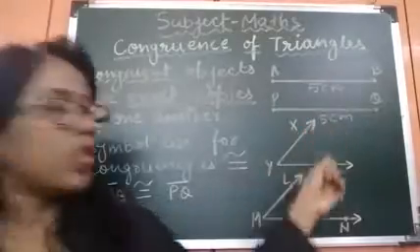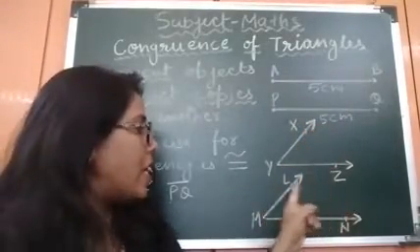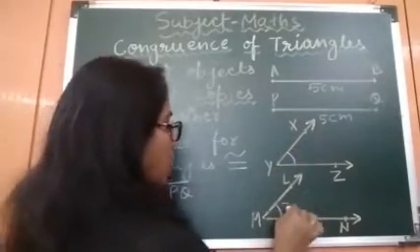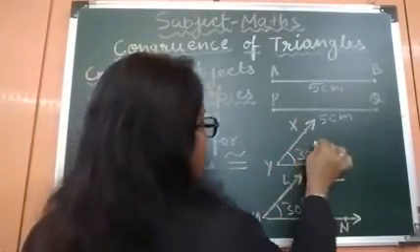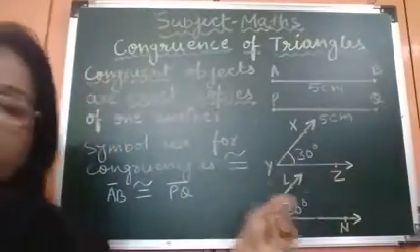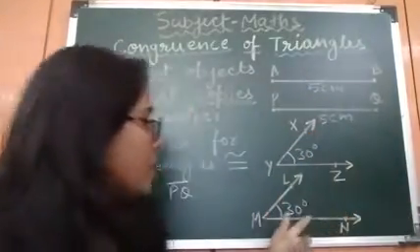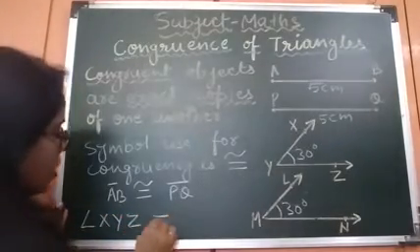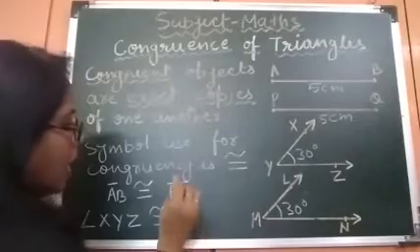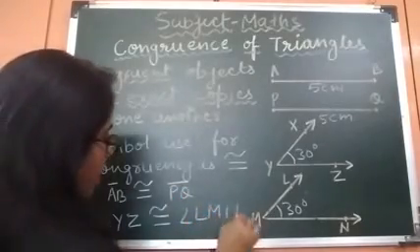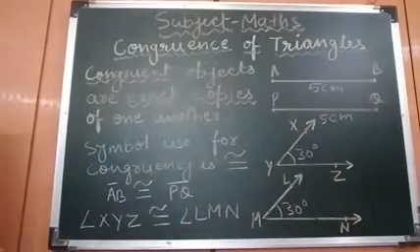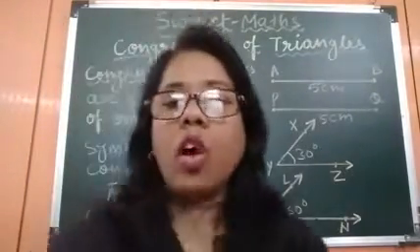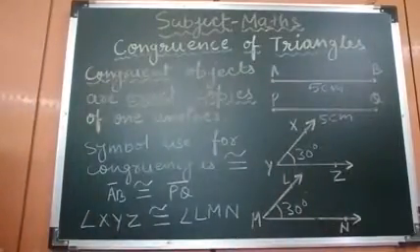Now come to these two angles, angle XYZ and angle LMN. The measurement of these two angles is 30 degrees. So these two are congruent angles because the measurements are the same. We will write angle XYZ, symbol of congruence, angle LMN. So these are the congruent lines and congruent angles. Now we will learn about congruent triangles.